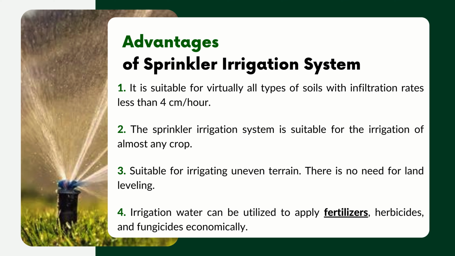These are some advantages of sprinkler irrigation systems. One, it is suitable for virtually all types of soils with infiltration rates less than 4 cm. Two, the sprinkler irrigation system is suitable for the irrigation of almost any crop. Three, suitable for irrigating uneven terrain. There is no need for land leveling. Four, irrigation water can be utilized to apply fertilizers, herbicides, and fungicides.